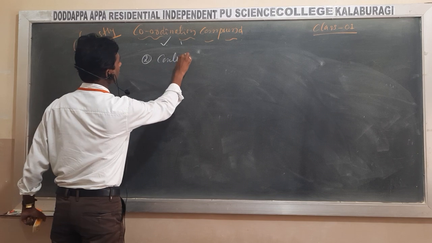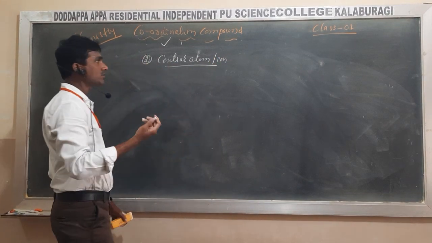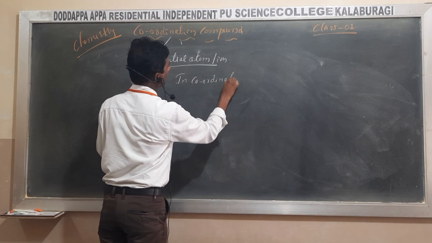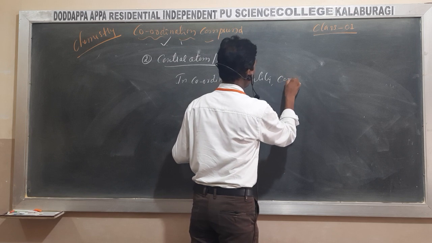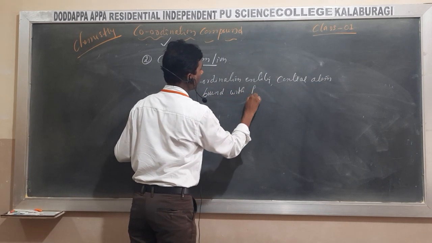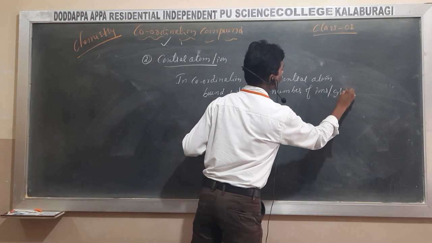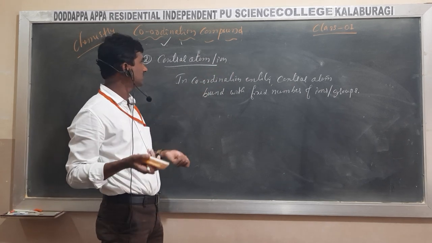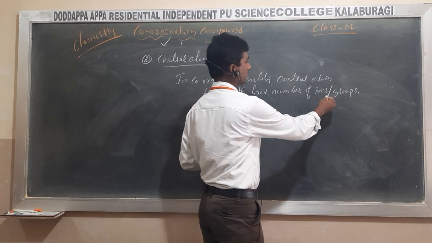The second is the central atom, the central metal atom, or in some books the central metal ion, central atom or central ion. So what is the central ion or central metal? In a coordination entity, the central atom or ion bonds with a fixed number of ions or groups. So it is called the central atom, or central metal ion. In a coordination entity, the central atom is bound with a fixed number of ions or groups, and these ions or groups are nothing but ligands.